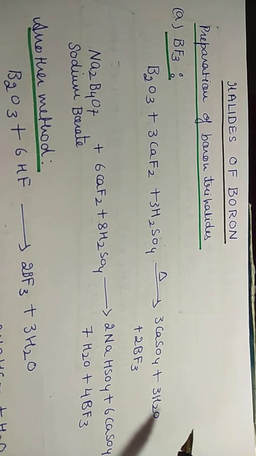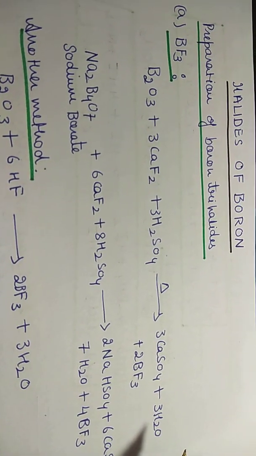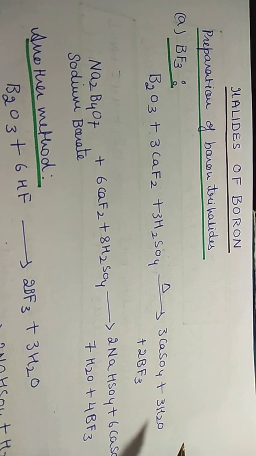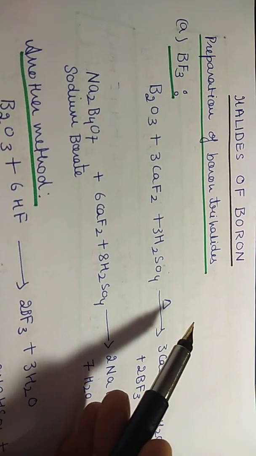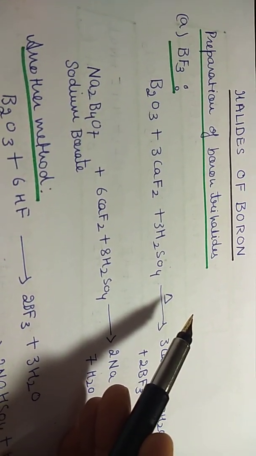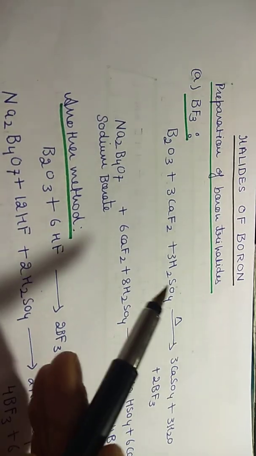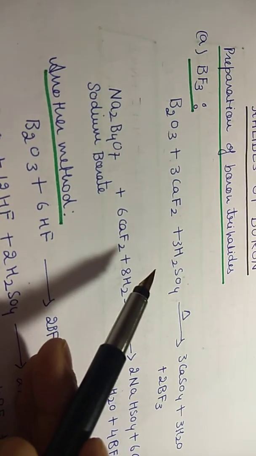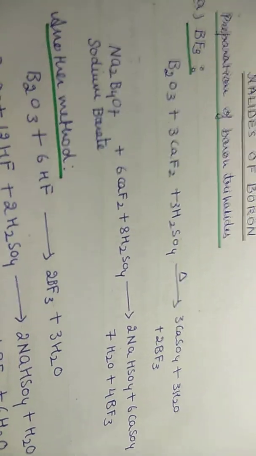Now the next topic which we will study is halides of boron. So first of all, इसमें आएगा preparation of boron trihalides. So first is BF3, boron trifluoride. What is the method of preparation?